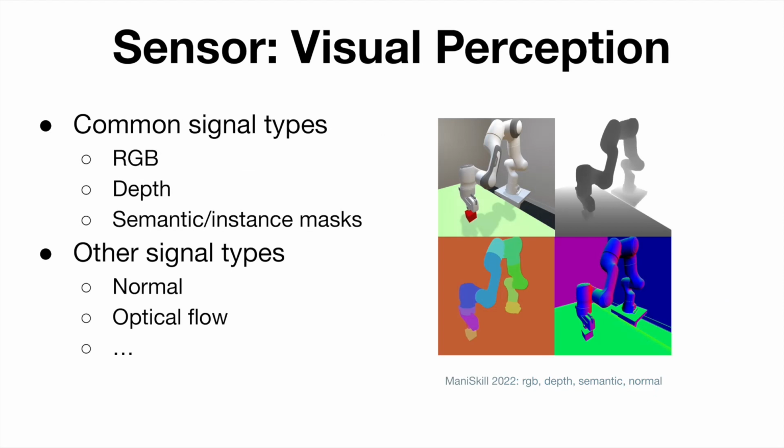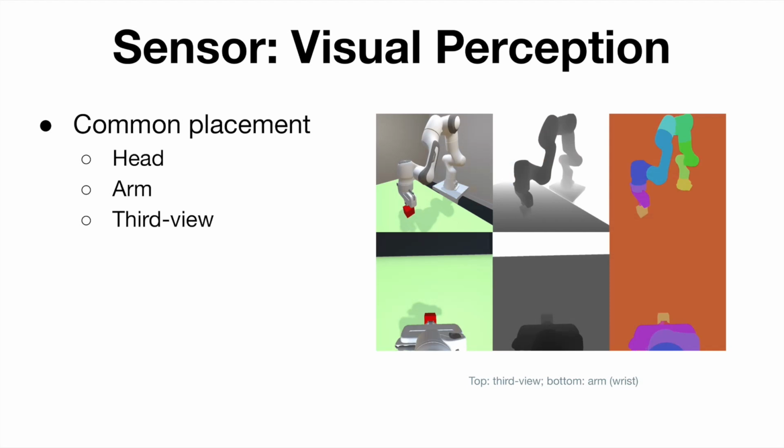Visual perception includes RGB and depth images, semantic and instance masks. There are also other types, for example, normal and optical flow. Apart from types of signals, placement is also an important factor. Commonly, cameras are mounted on the head and arm of the robot, or at a fixed position relative to the robot base. Different camera placements can affect cognition. For example, the arm camera can provide a closer look at the target to manipulate, with less occlusion.